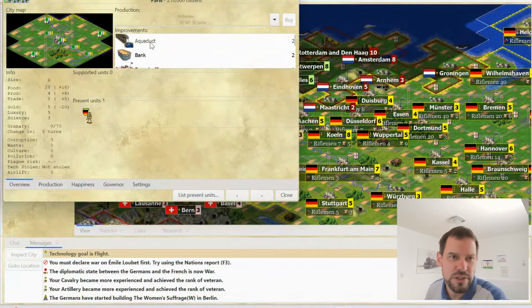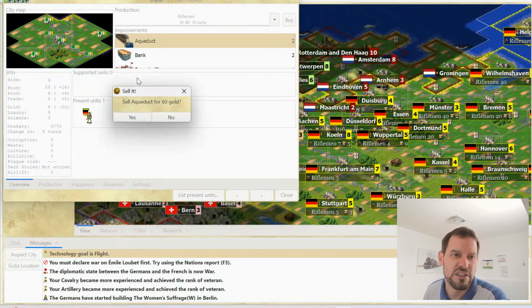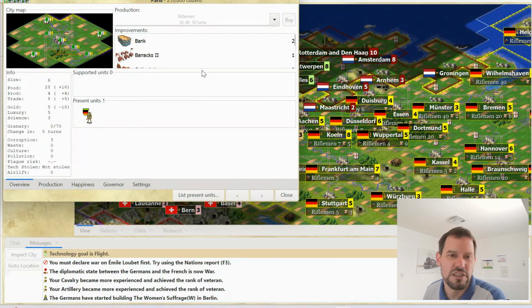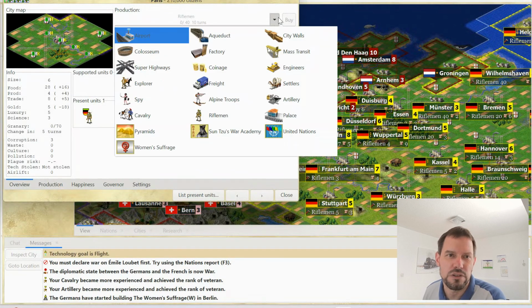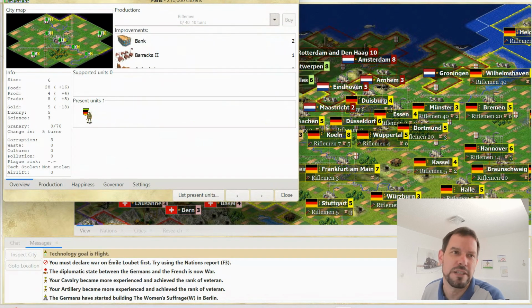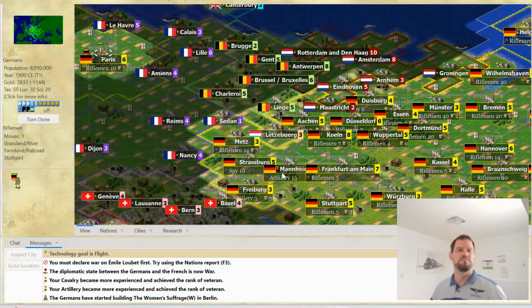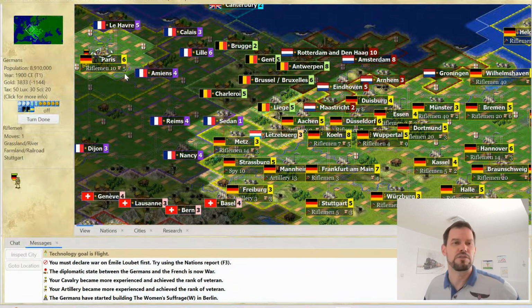That's an easy choice. We are in Paris now, and we sell the aqueduct, because we made Paris so small that it does not need any aqueduct anymore. And for their own defense against the French, they shall now create a rifleman. And yeah, we have captured our first city in the First World War that started in 1900.